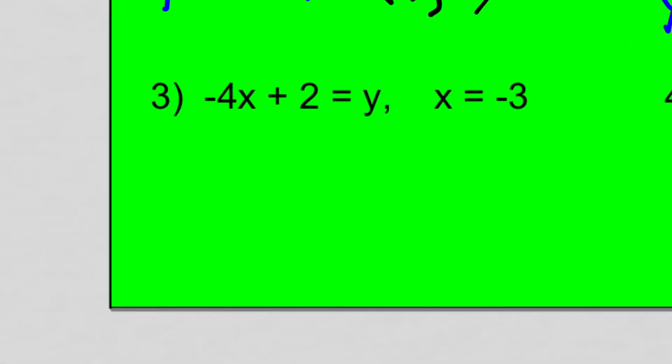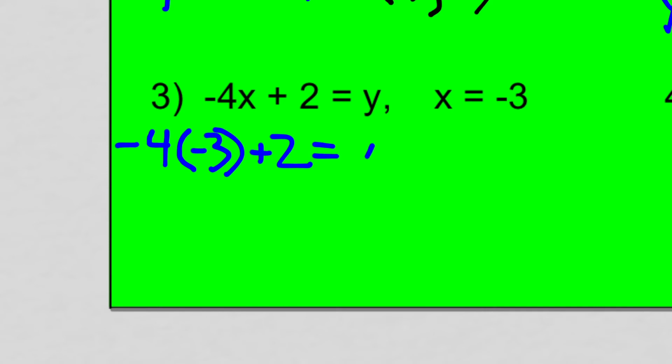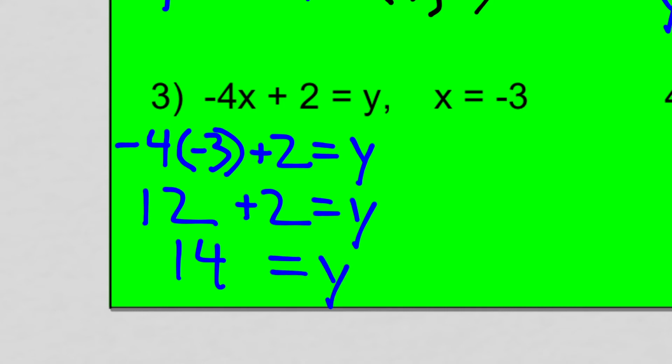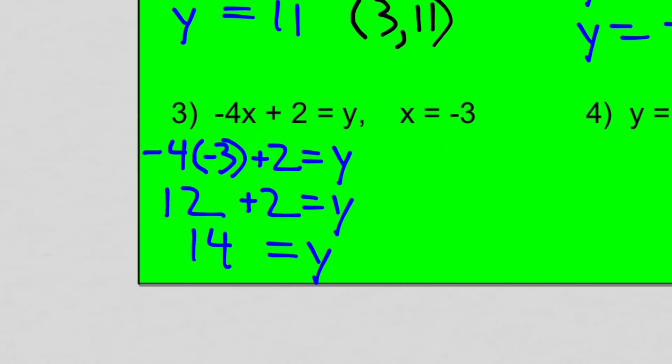Now an equation with a negative coefficient. So in this one, negative 4x plus 2 equals y, and we've been given that x is going to be equal to negative 3. So we work down the page: negative 4, replace the x with negative 3 and multiply, plus 2 equals y. Negative 4 times negative 3 is positive 12, plus 2 equals y. And 14 equals y. So in this case, for our ordered pair, the x value is negative 3, the y value is 14. So there's our ordered pair that we discovered for this one, (-3, 14).